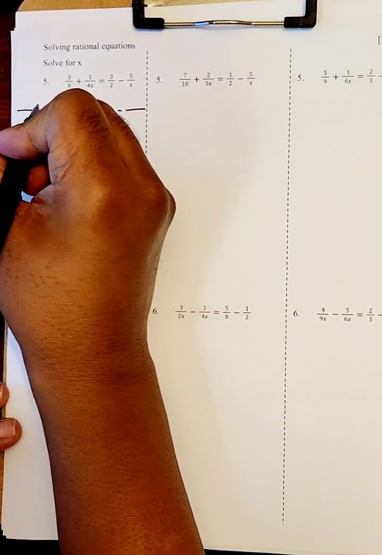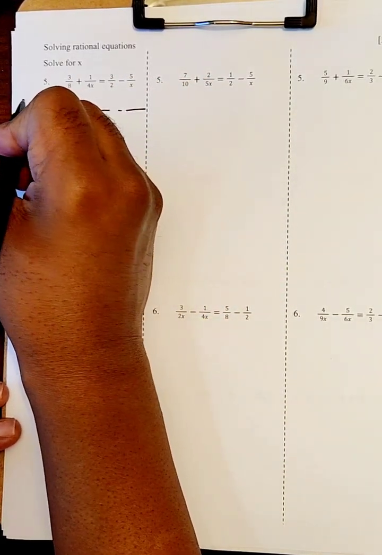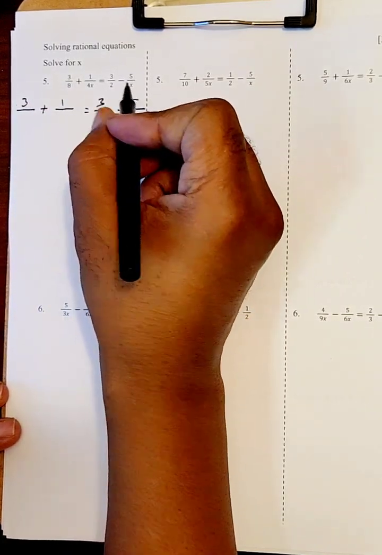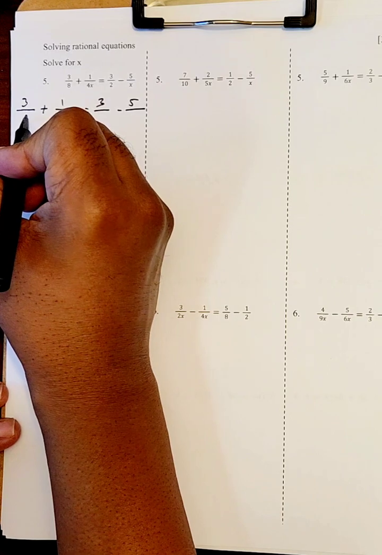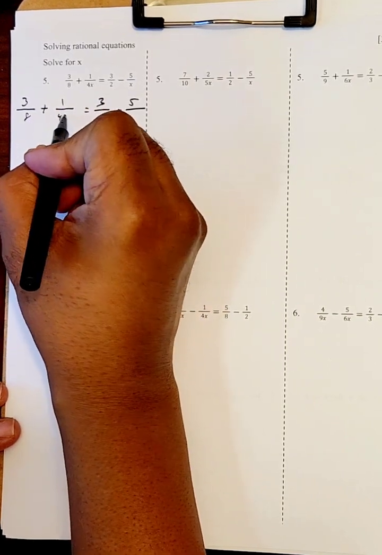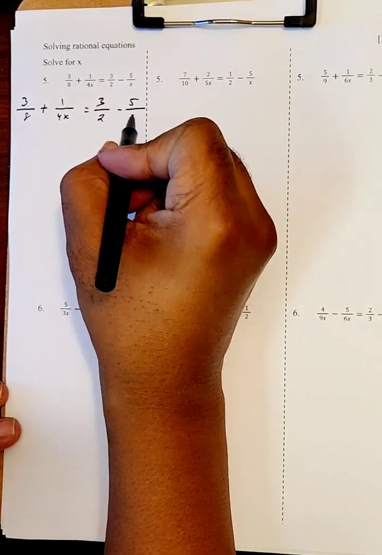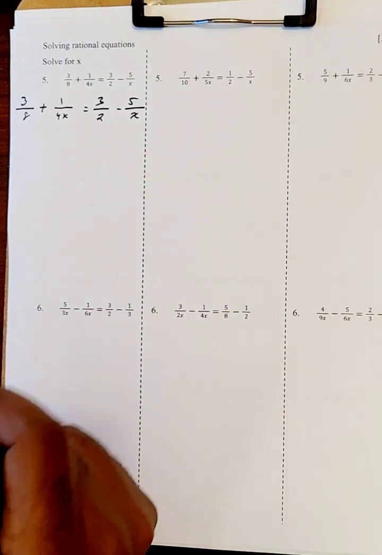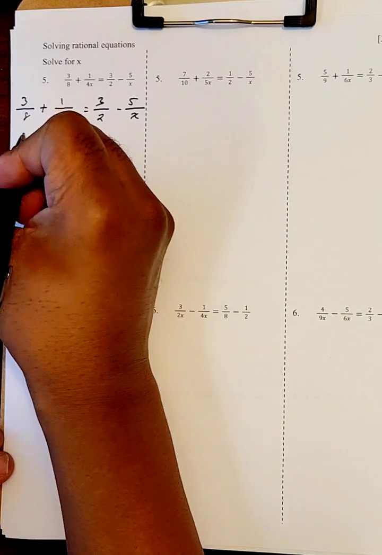Our numerators are 3, 1, 3, and 5. And the denominators will be 8, 4x, 2, and x. Alright, so our first goal is to get a common denominator with all of these.